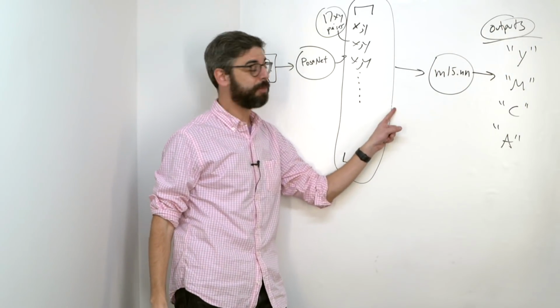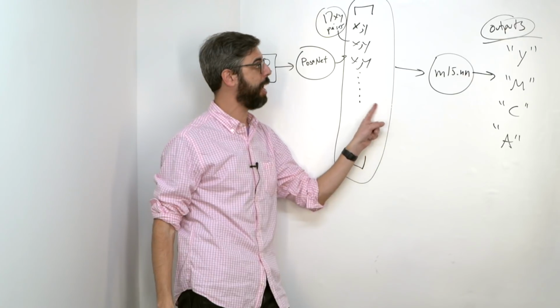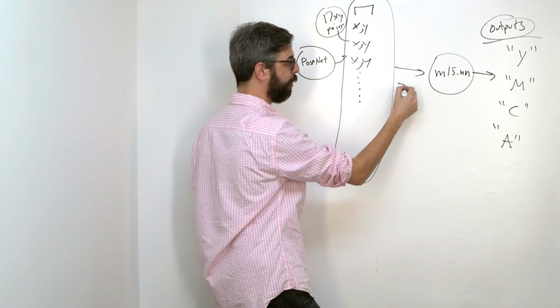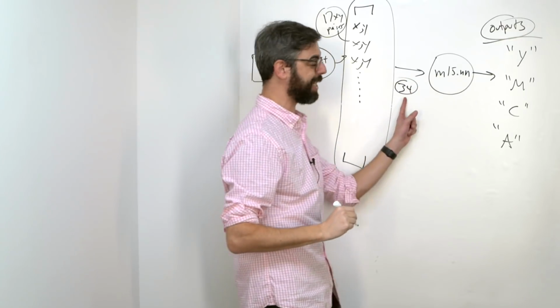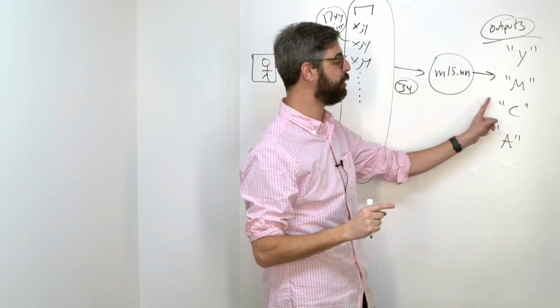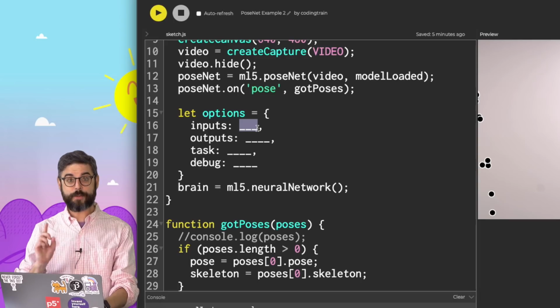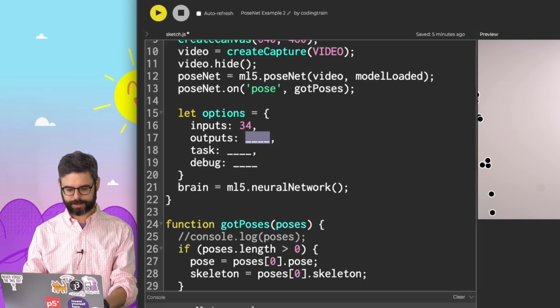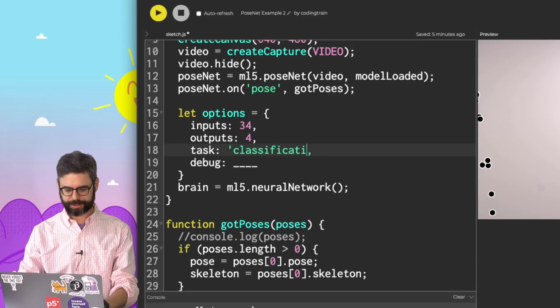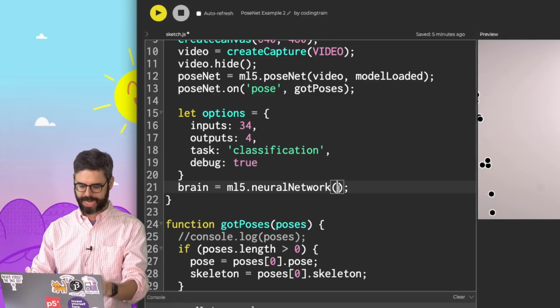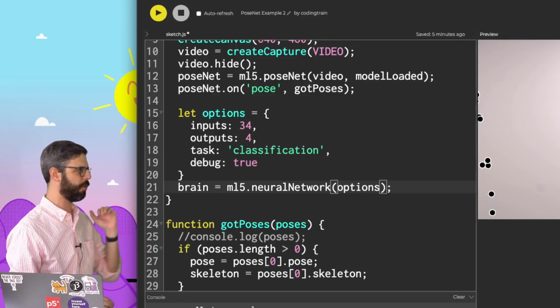This now tells me how I want to configure my neural network. I want to send it 17 pairs of numbers. That's 34 inputs, and I want to classify those 34 numbers into one of 4 labels. That is 4 outputs. 34 inputs, 4 outputs. The task is classification, and I do want to see debugging as I'm training the model. And I have to give those options to the ml5 neural network itself.